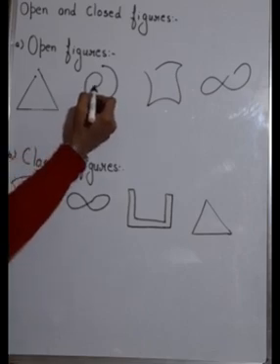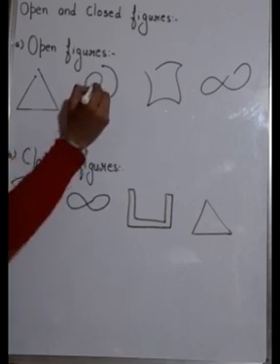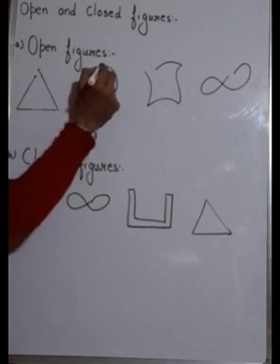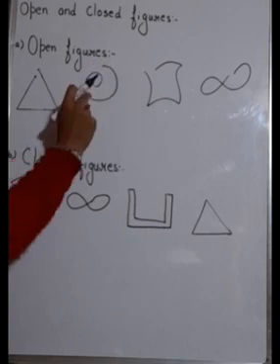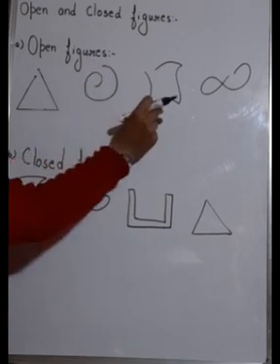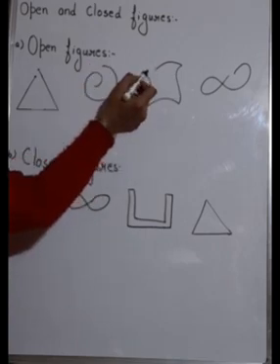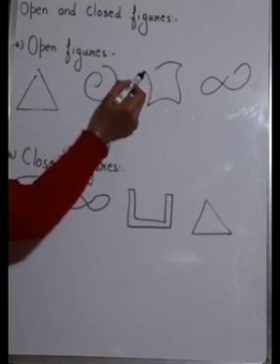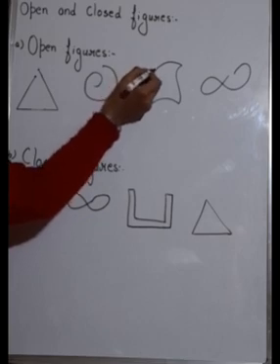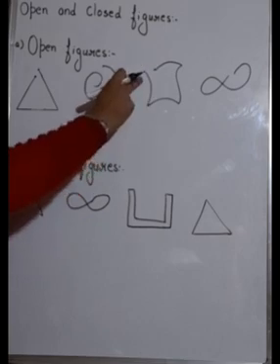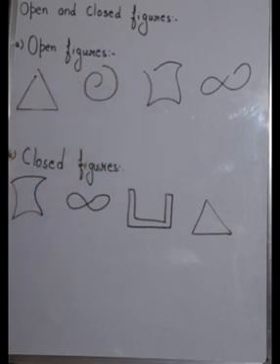Similarly with this one, I have started from here, from this point, I go like this and I end over here. It means it has a different starting and ending point. So this is an open figure. Same with this one, you can see that it is not closed. It is not closed with any curve or line segment. Or you can say that it has a different starting and ending point. So if a figure has a different starting and ending point, then the figure is said to be an open figure.